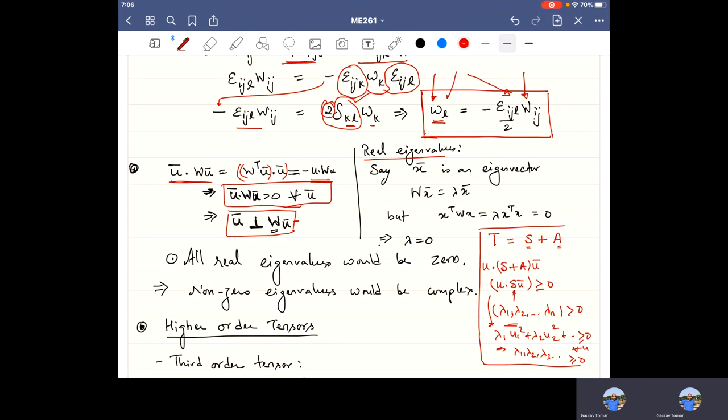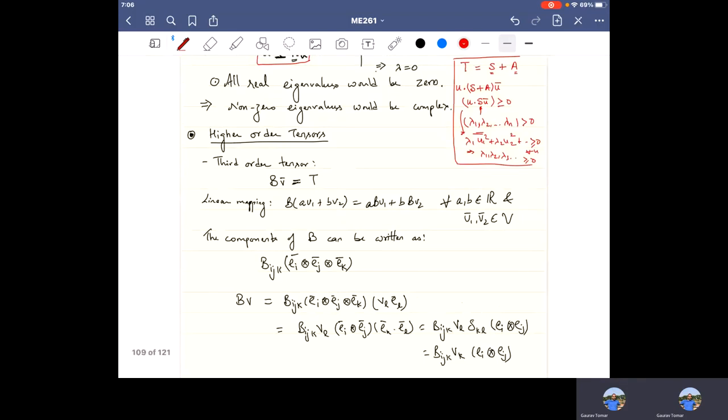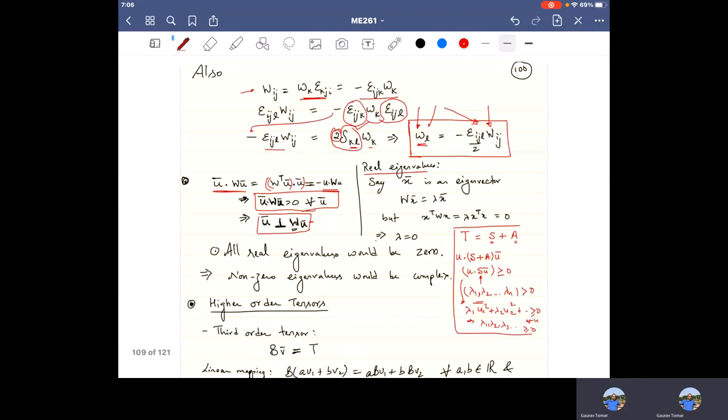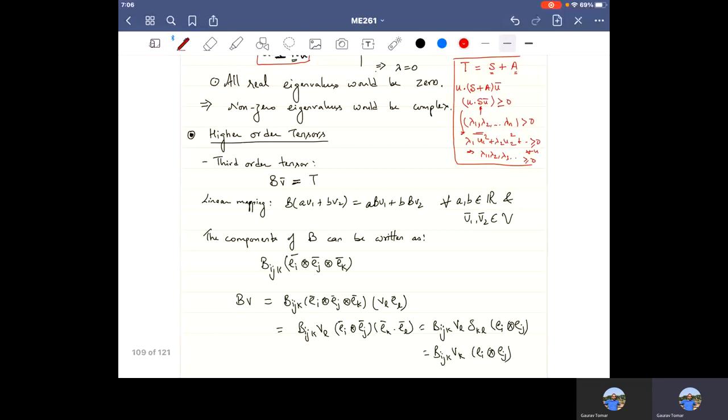Now let's talk briefly about higher order tensors, or maybe we can cover it in the next class. We'll stop here.